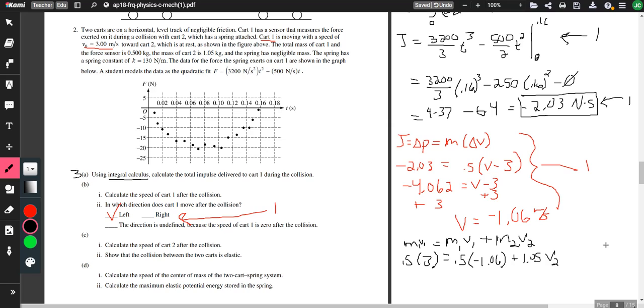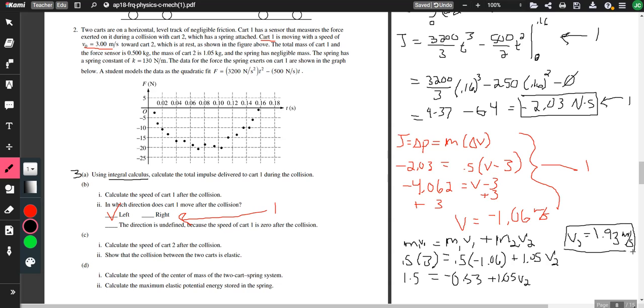So plugging this in, I get 1.5 here. This will end up being negative 0.53 plus 1.05 V2. Doing the math and the algebra, adding things over and then dividing by the 1.05, I'll end up getting 1.93 as my final answer.